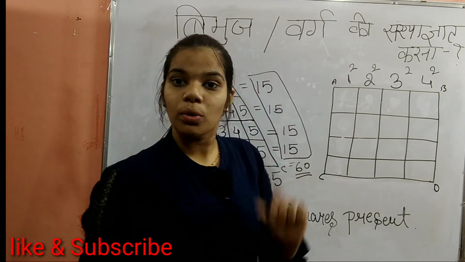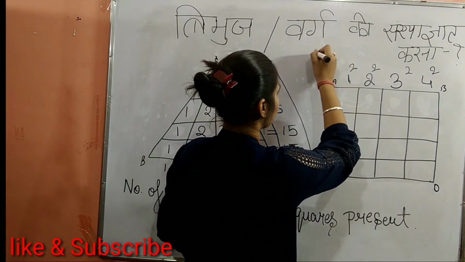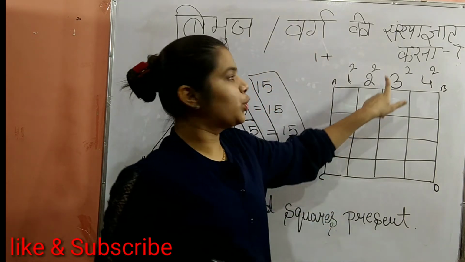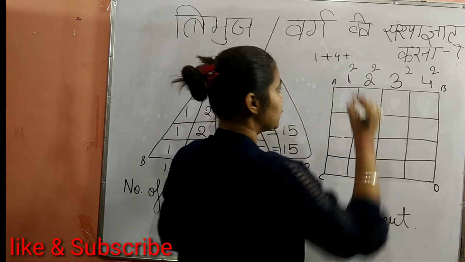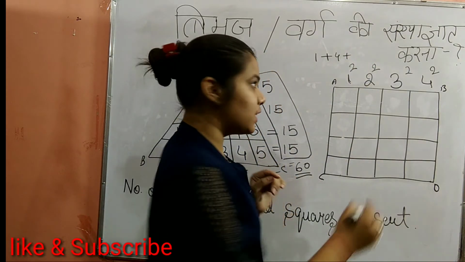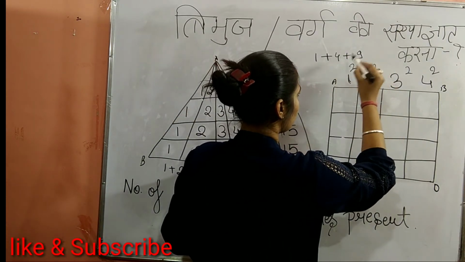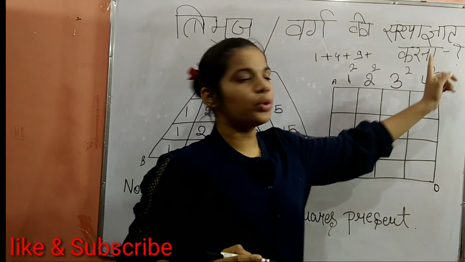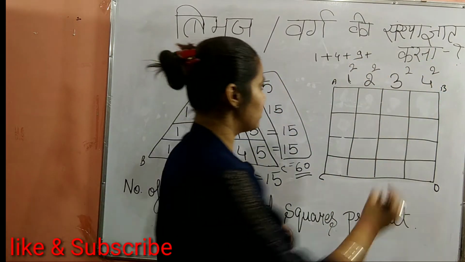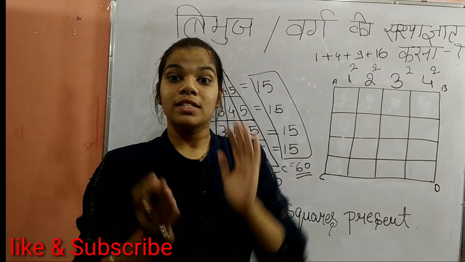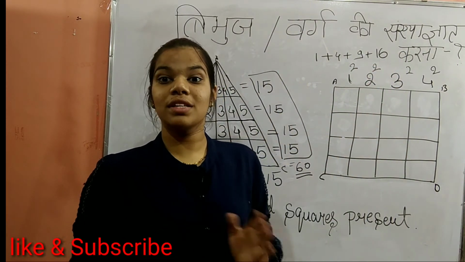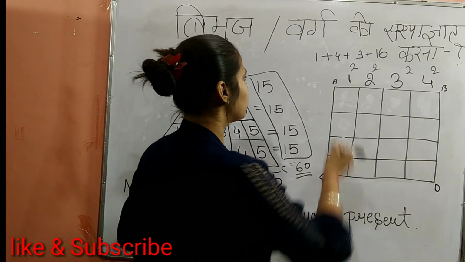1 to the power 2 makes it 1. 2 to the power 2 makes it 4. 3 to the power 2 makes it 9. 4 to the power 2 makes it 16. Now, what's the next step? Add them.